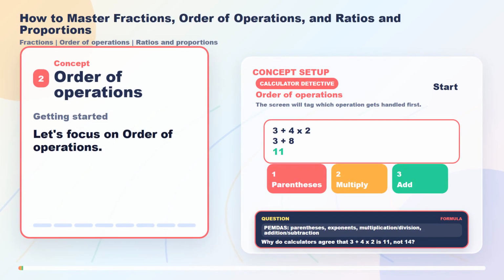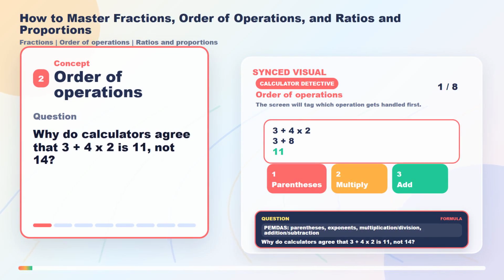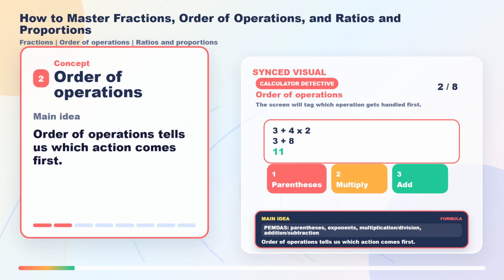Next, let's move to order of operations. Let's treat this like a calculator mystery. Why do calculators agree that 3 plus 4 times 2 is 11, not 14? That question gives us a reason to care before we calculate. The rule is a traffic system for operations, so every calculator follows the same route. Order of operations tells us which action comes first. Before we touch the symbols, we want to know what the numbers are actually describing.